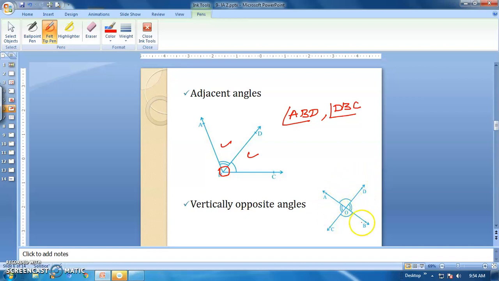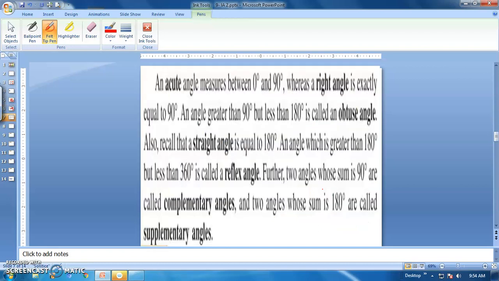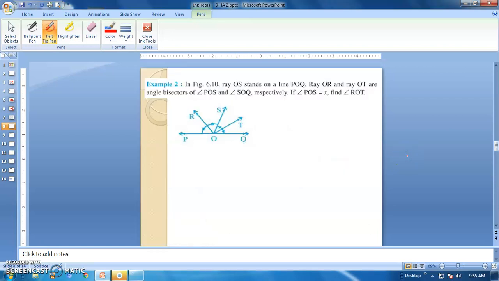Next, vertically opposite angles. If two lines intersect like this, four angles are formed: 1, 2, 3, 4. Angles 1 and 3 are vertically opposite angles, and 4 and 2 are vertically opposite angles. These are the definitions of acute angle, right angle, obtuse angle, and so on. We have already seen these kinds of angles in the last classes, and next we are going to see some examples based on them.